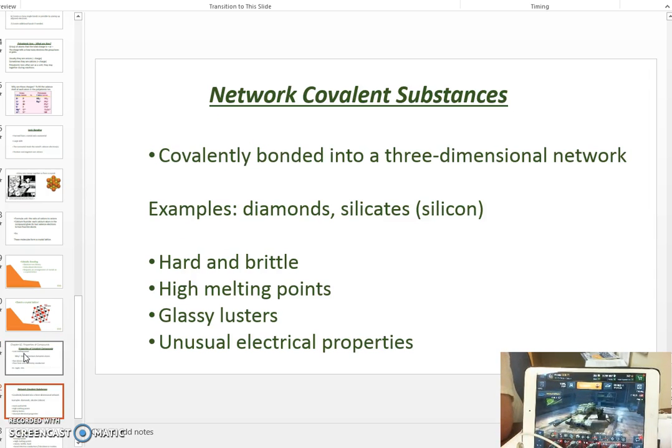There are network covalent substances. Now, covalent, again, is sharing of electrons. It could be equal or unequal sharing, doesn't matter. Covalently bonded into a 3-dimensional network, a 3-dimensional structure, like diamonds, silicates made of silicon. They're hard and brittle. They have high melting points, glassy lusters, and unusual electrical properties.